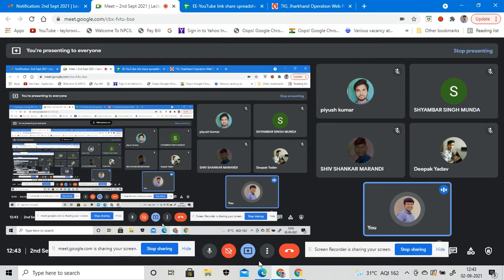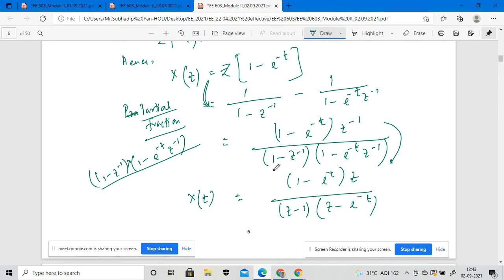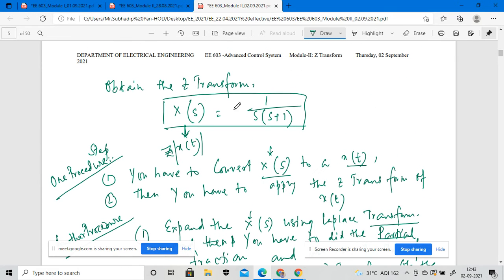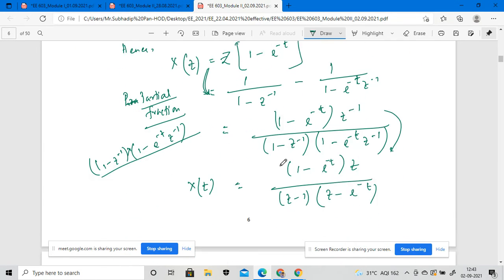Okay, so sorry for the interruption. So where we are doing these things. If I do this type of z transformation, then it will come like this equation.